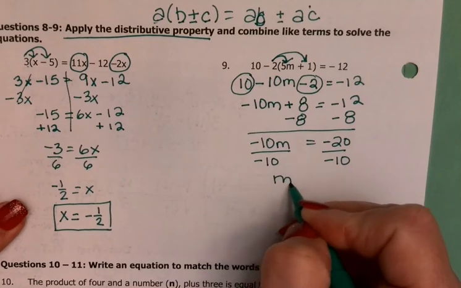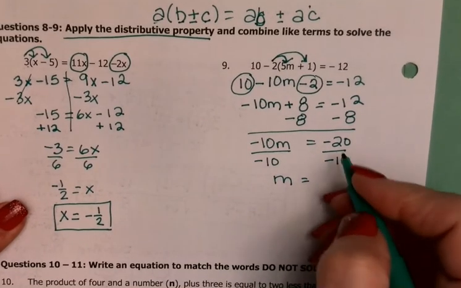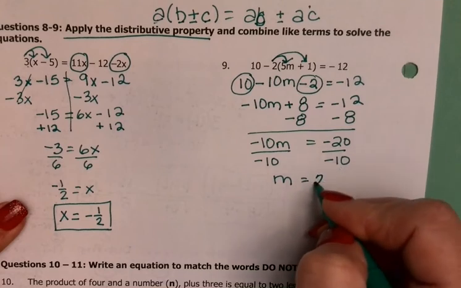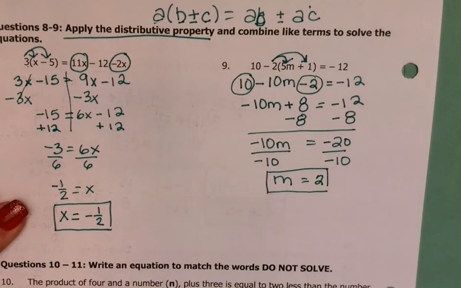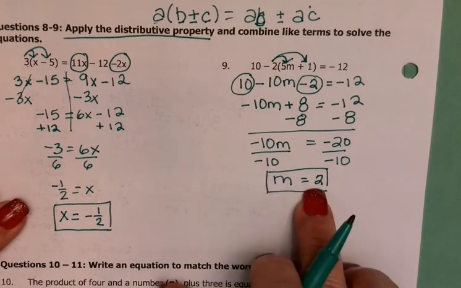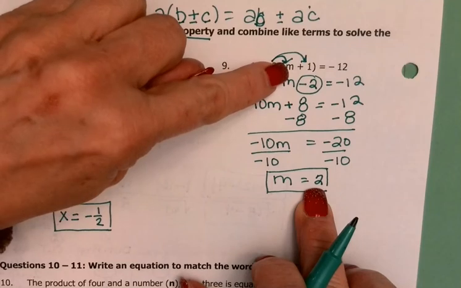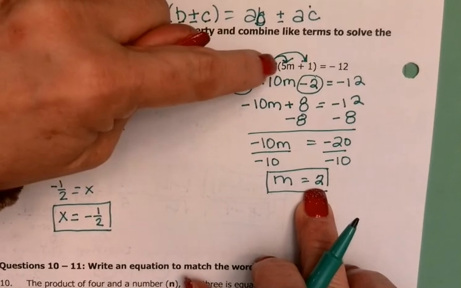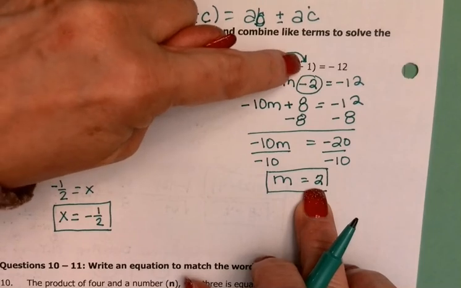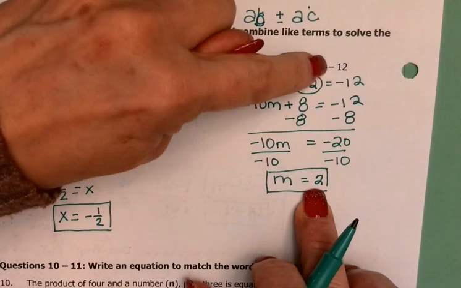and you have m is equal to negative divided by negative is a positive, 20 divided by 10 is a 2, and m is equal to 2. Again, you can substitute 2 for m. 5 times 2 is 10. 10 plus 1 is 11. 2 times 11 is a 22. 10 take away 22 is a negative 12.